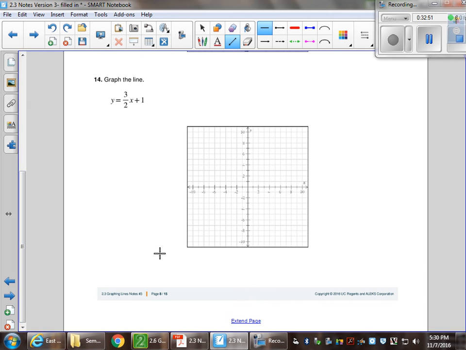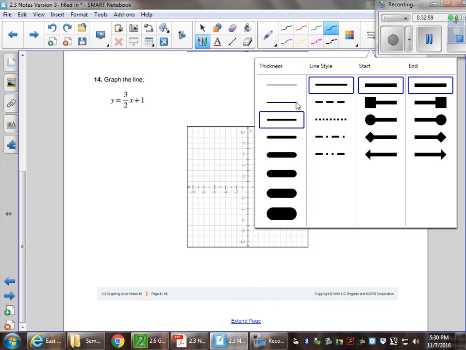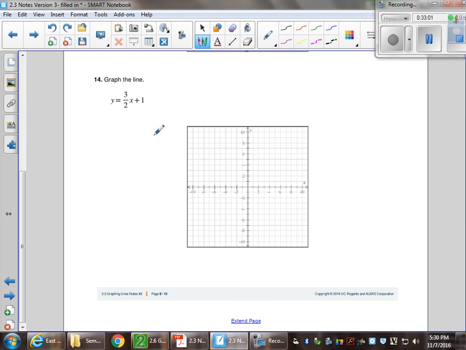Number 14. Try this one on your own. Click pause. See how you do. Okay, let's see if we match. You should have recognized that the slope is 3/2. Increasing or decreasing? It's positive, so this will be increasing. My y-intercept is +1. Again, it happens to the best of us. Make sure your y-intercept ends up on the y-axis. For whatever reason, sometimes it just ends up on the x-axis, and it will be wrong.